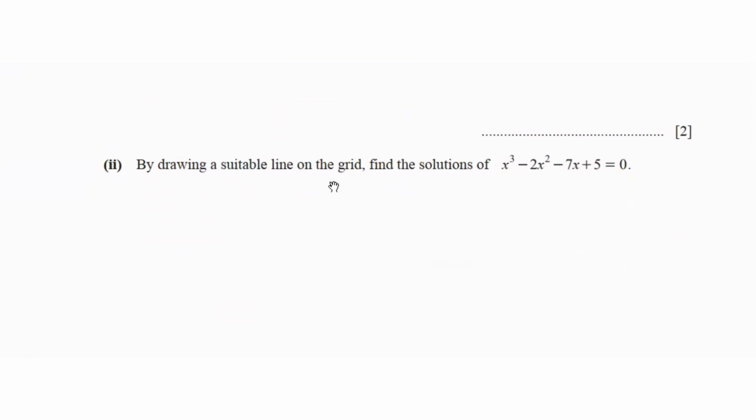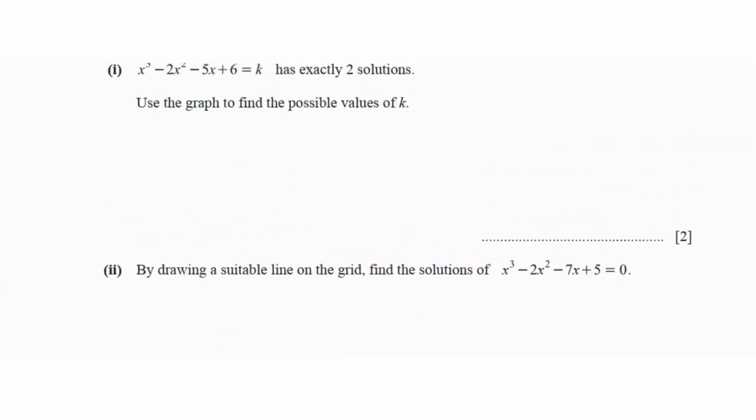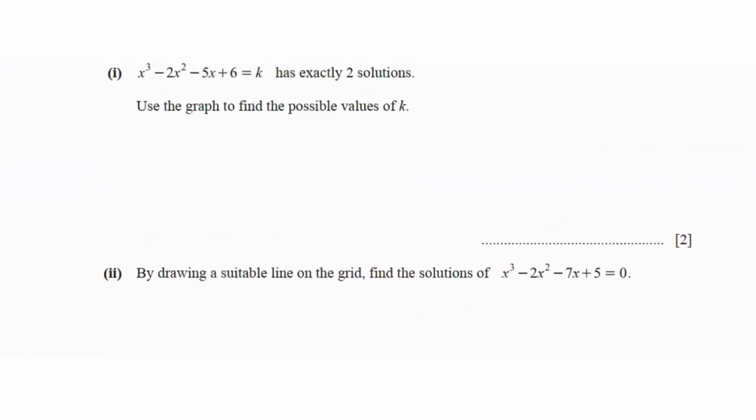By drawing a suitable line on the grid, find the solutions of x cubed minus 2x squared minus 7x plus 5. So if you look at the original equation, that's x cubed minus 2x squared minus 5x plus 6. And the one given over here is x cubed minus 2x squared minus 7x plus 5 equal to 0. And this is equal to y.